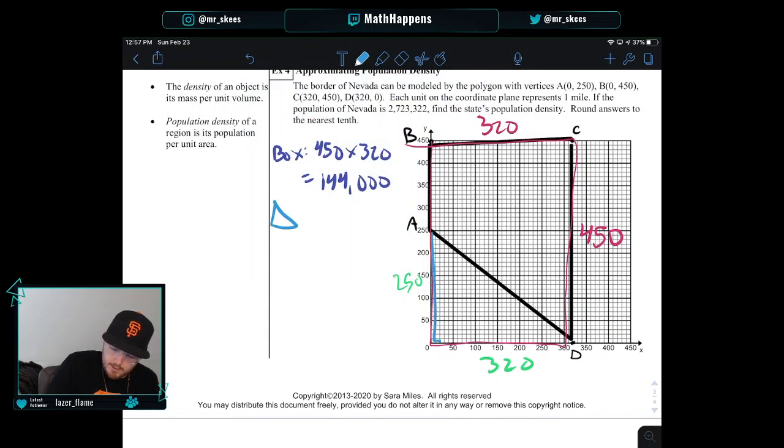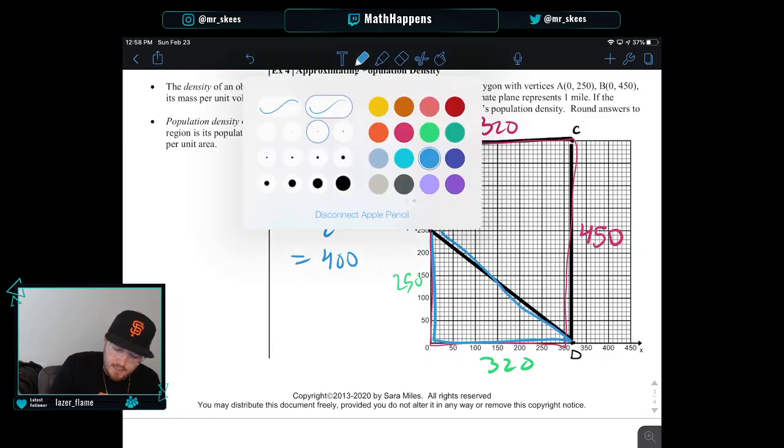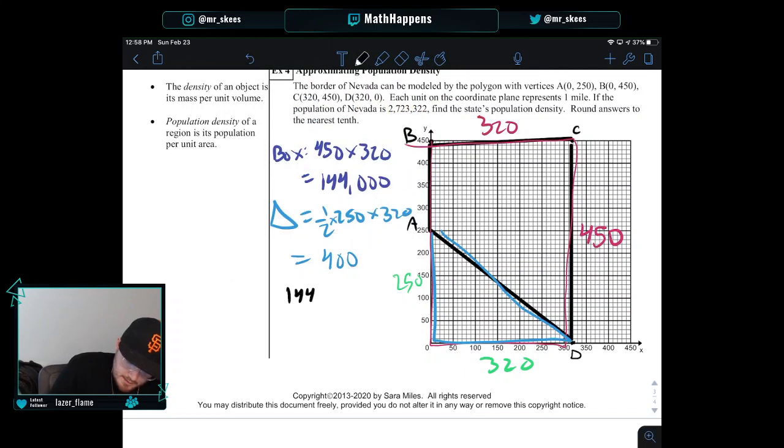And then our triangle here, I'll draw in some colors. Our triangle here is 1/2 times 250, that's a nice blue, by 320. 0.5 times 250 times 320 is 40,000. So when you do that subtraction, it comes out to be 104,000 square miles.